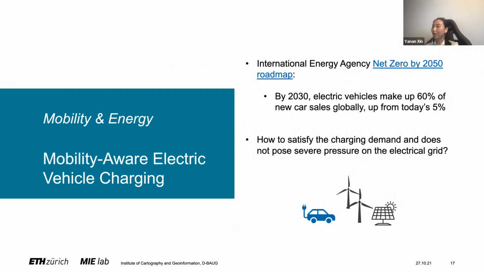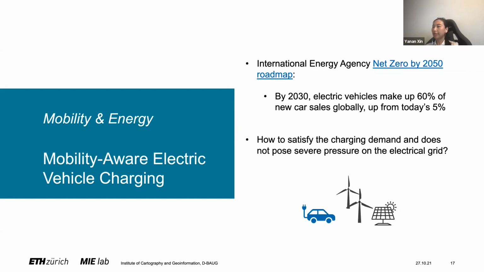In the last section, I want to highlight a case study on the research area of integrating mobility and energy, mobility-aware electric vehicle charging. To curb the CO2 emission, the International Energy Agency recently published a roadmap to bring global energy-related carbon dioxide emissions to net zero by 2050. The roadmap pointed out that by 2030, electric vehicles should make up 60% of new car sales globally, up from today's 5%. This rapid change of electric vehicles will, of course, pose great pressure to the electrical grid system if the charging of all these vehicles are uncontrolled and uncoordinated.